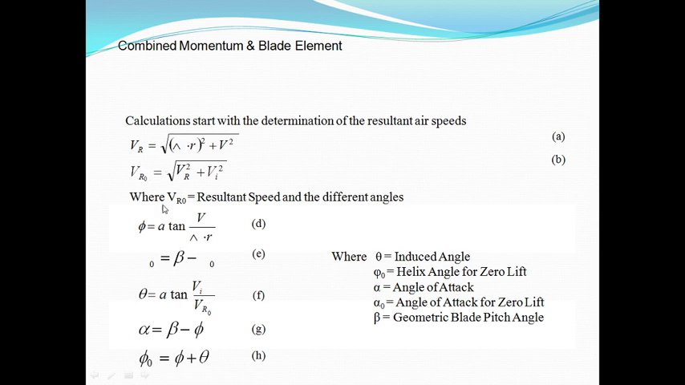Correspondingly, there will be changes in the resultant velocities and the flow angles, and this is the new phi naught. Phi naught is equal to phi plus theta, where theta is the tangent inverse of Vi by Vr naught. That's from the previous velocity triangles, one can easily understand. So these are the new angles, phi naught and Vr naught.